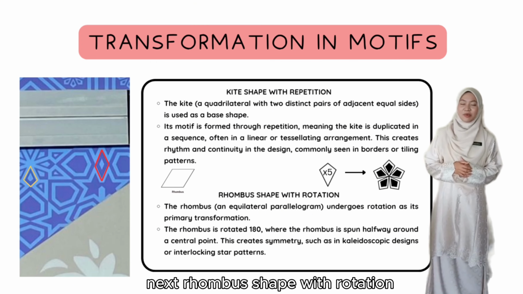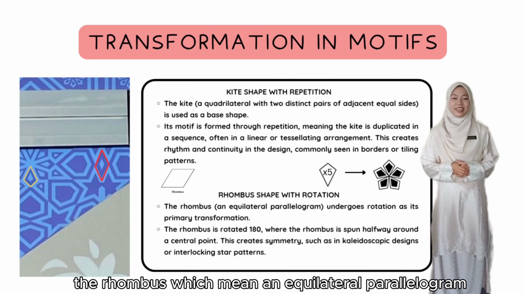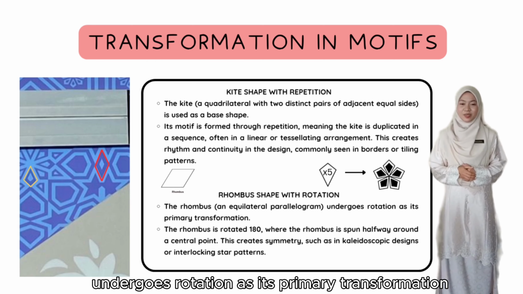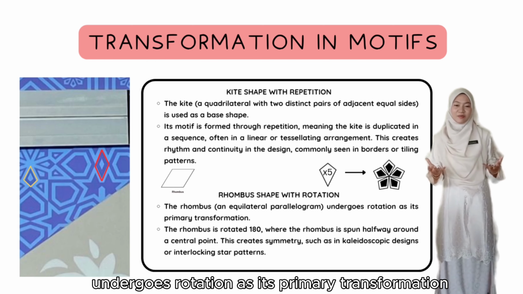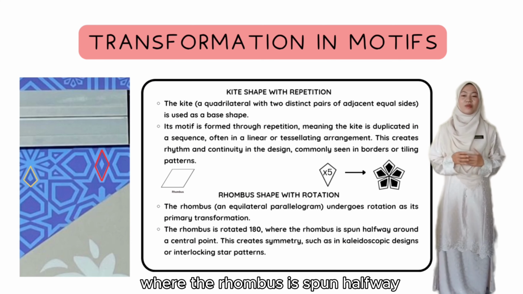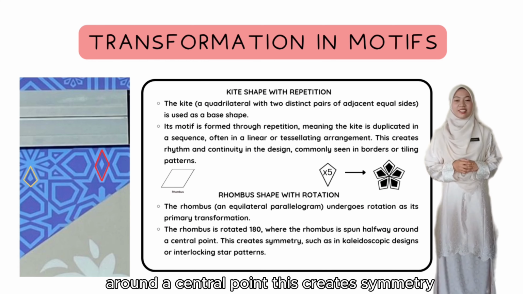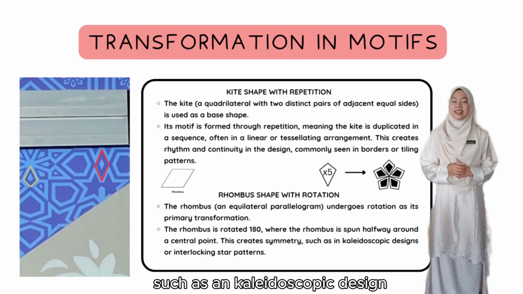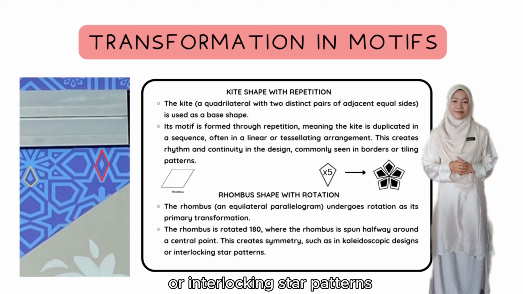Next, the rhombus shape with rotation. The rhombus, an equilateral parallelogram, undergoes rotation as its primary transformation. The rhombus is rotated 180 degrees, where the rhombus is spun halfway around a central point. This creates symmetry, such as a kaleidoscopic design or interlocking star patterns.